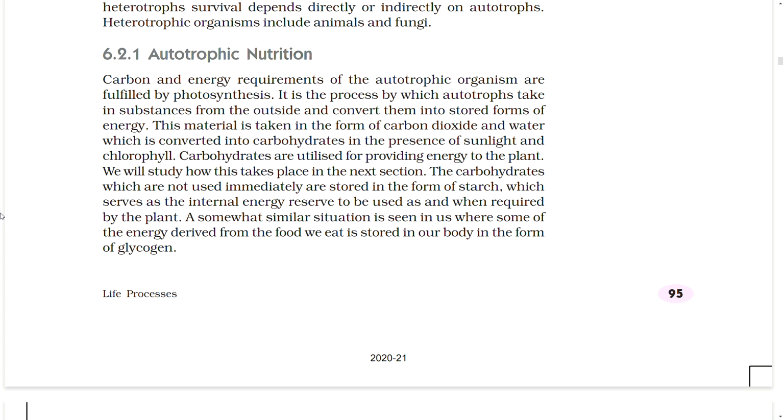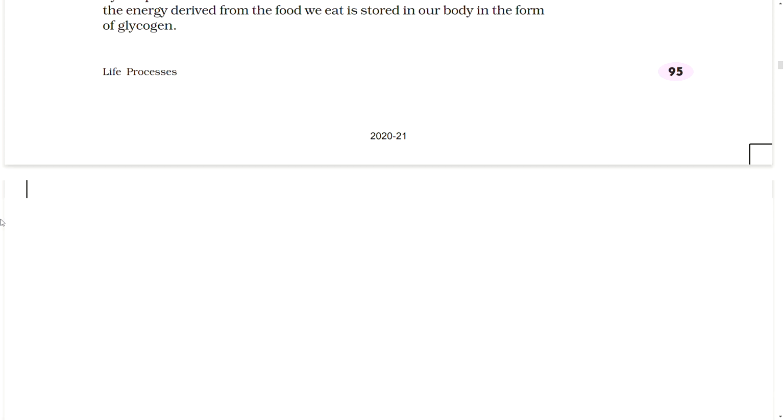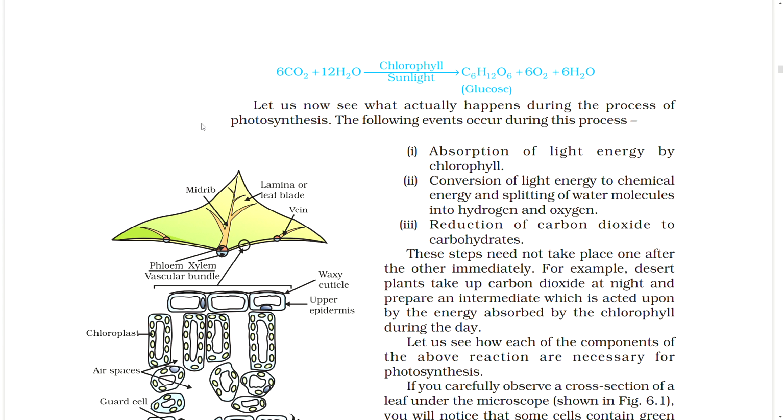The carbohydrates which are not used immediately are stored in the form of starch, which serves as the internal energy reserve to be used as and when required by the plant. A somewhat similar situation is seen in us, where some of the energy derived from the food we eat is stored in our body in the form of glycogen. 6CO2 + 12H2O → (chlorophyll, sunlight) C6H12O6 (glucose) + 6O2 + 6H2O.